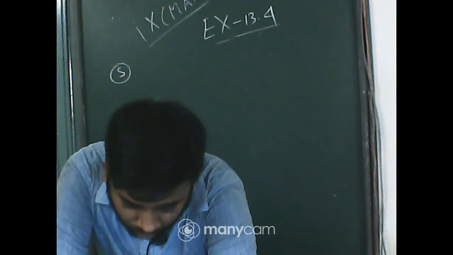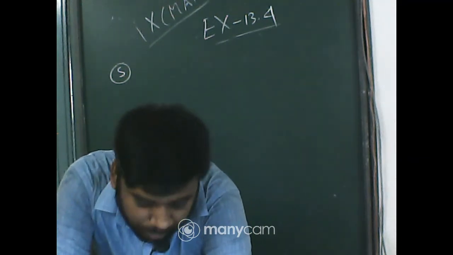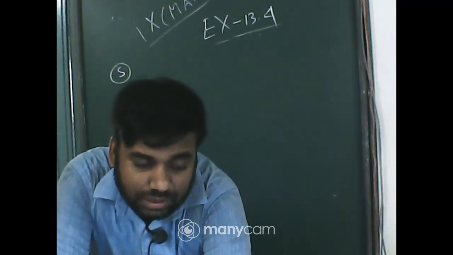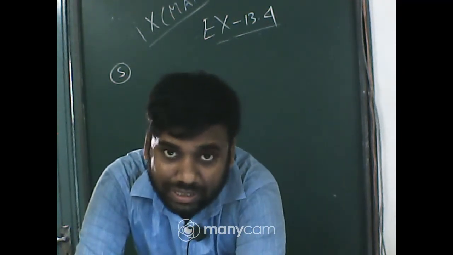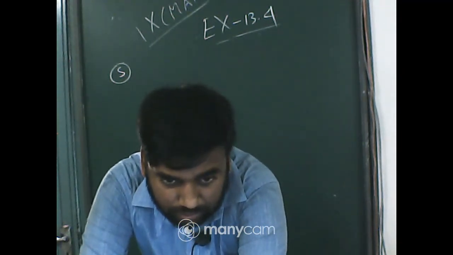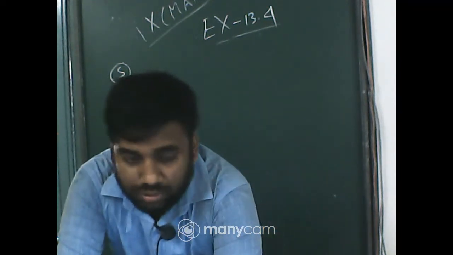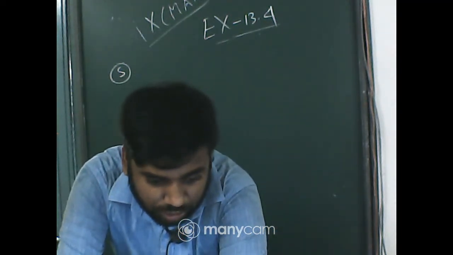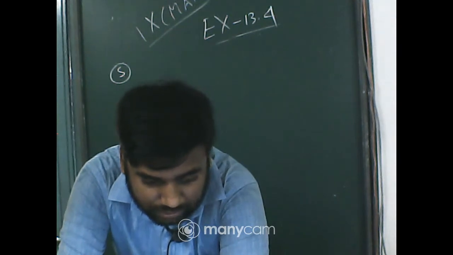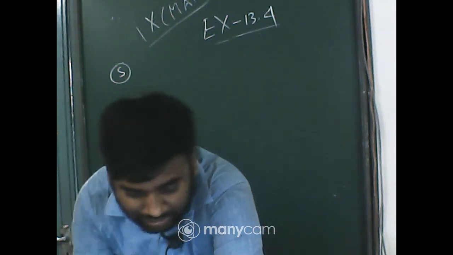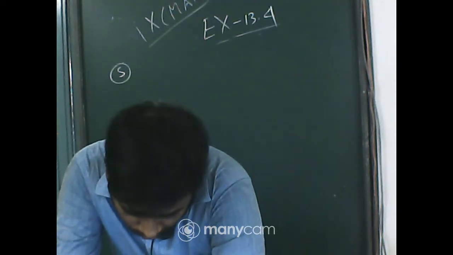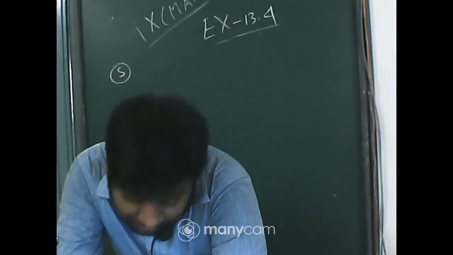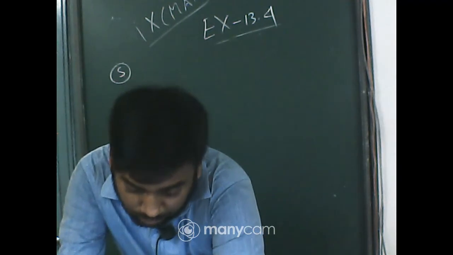A hemispherical bowl made of brass. Brass is made of which two metals? What are they? You can tell me. Brass is an alloy. By which metals is it made? What are the two elements of brass? Okay, that is a chemistry question.